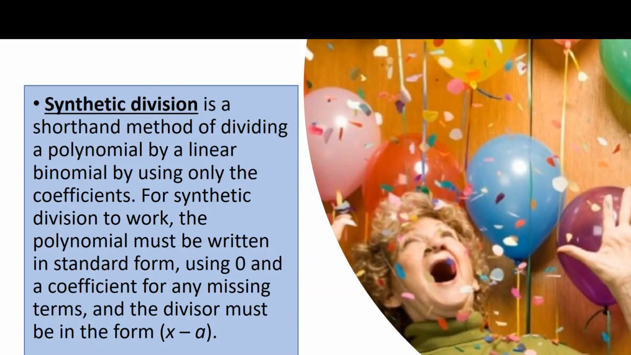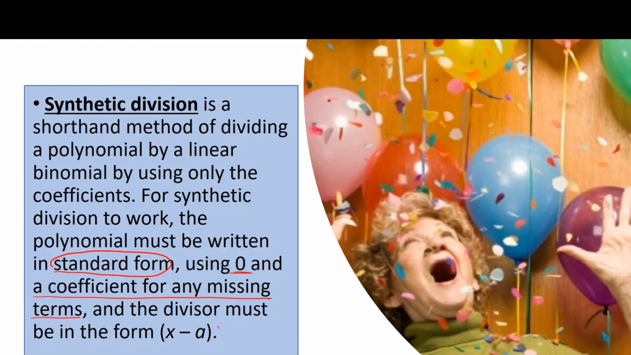All right, yay! Here's an even simpler way of doing division. It's called synthetic division. This is a shorthand method of dividing a polynomial by a linear binomial by using only the coefficients. Remember, those are the first numbers before our variables. Anyway, for synthetic division to work, the polynomial must be written in standard form. So that's our first key thing that we have to keep in mind. It has to be written in standard form using 0 as a coefficient for any missing terms.